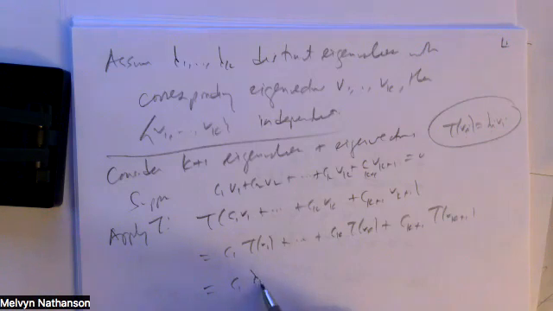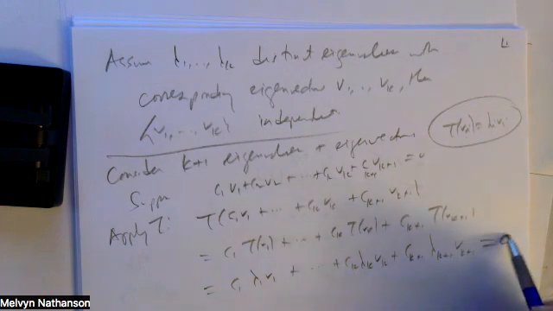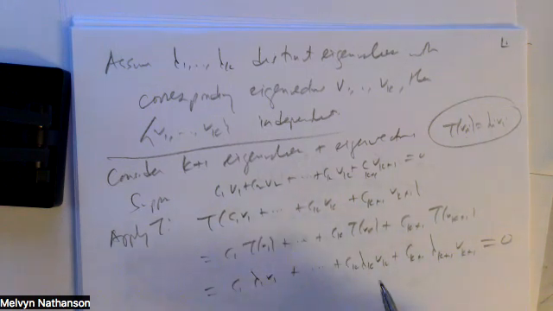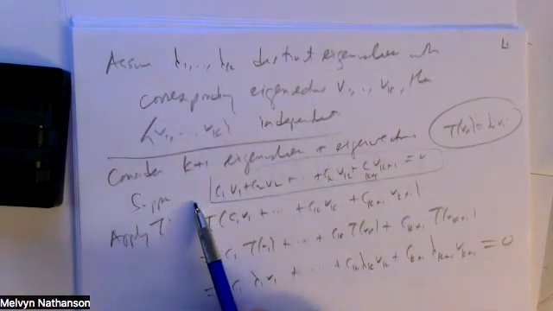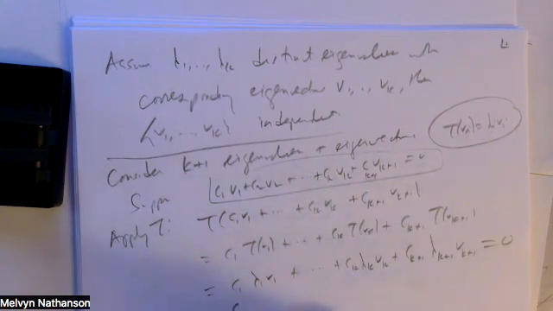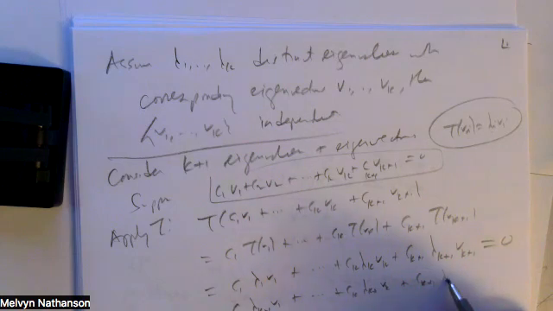So this is C1 lambda 1 V1, up to Ck lambda k Vk, Ck plus 1 lambda k plus 1 Vk plus 1. That equals 0. Now I also have this equation. If I multiply this equation by lambda k plus 1, I get C1 lambda k plus 1 V1, up to Ck lambda k plus 1 Vk, Ck plus 1 lambda k plus 1 Vk plus 1 equals 0.